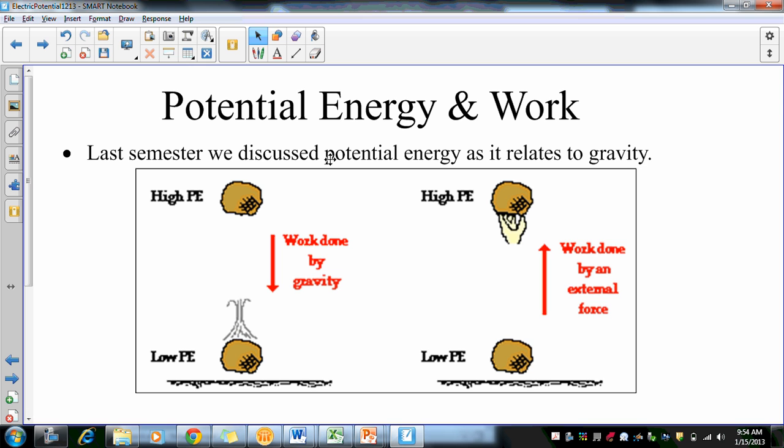So last semester, you learned about potential energy. So potential energy and work. And we talked about how it related to gravity. Whenever you lift an object up, you have to do work on it. And when you do work on it, it's gaining potential energy. So now this rock at this height has a certain amount of potential to fall. And when it does, then gravity does the work and it reduces the amount of potential that that rock now has.